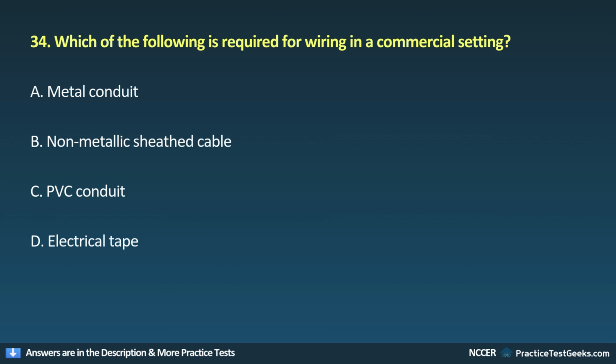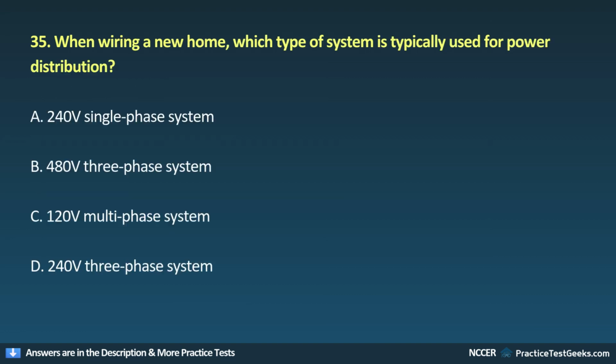A. Metal conduit. B. Non-metallic sheathed cable. D. Electrical tape. 35. When wiring a new home, which type of system is typically used for power distribution? A. 240-volt single-phase system. B. 480-volt three-phase system. C. 120-volt multi-phase system. D. 240-volt three-phase system.